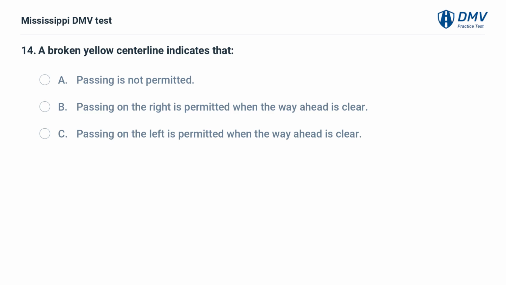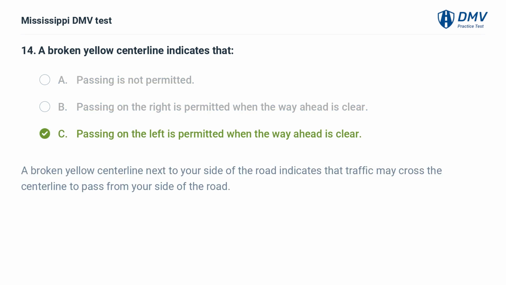A broken yellow centerline indicates that: A. Passing is not permitted. B. Passing on the right is permitted when the way ahead is clear. C. Passing on the left is permitted when the way ahead is clear. The answer is C. A broken yellow centerline next to your side of the road indicates that traffic may cross the centerline to pass from your side of the road.